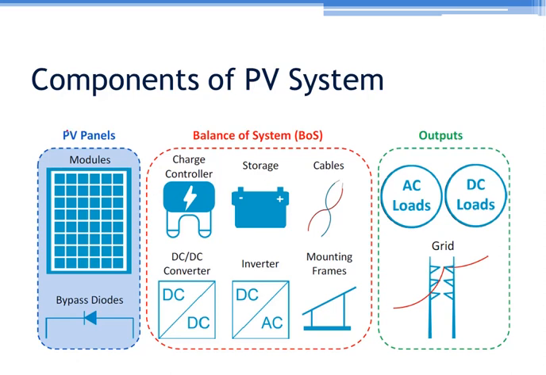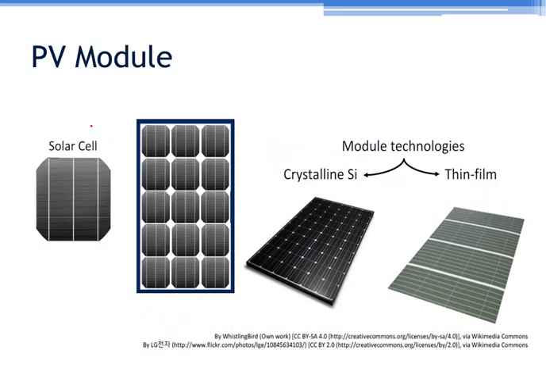So the first part is PV panel. This is the heart of this system. Now we'll start with the first, PV panel. PV module consists of solar cell. So the individual unit is solar cell. It is capable of generating voltage of about 0.6 volt.